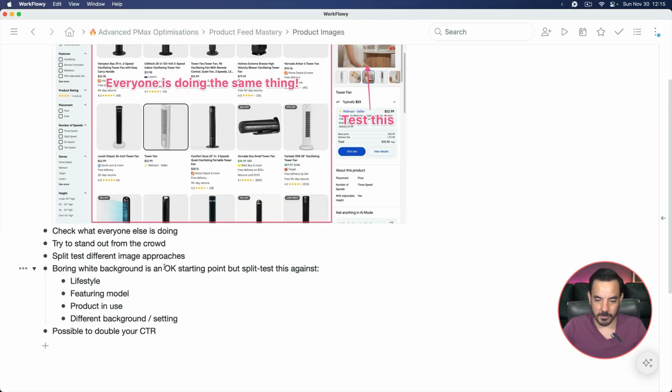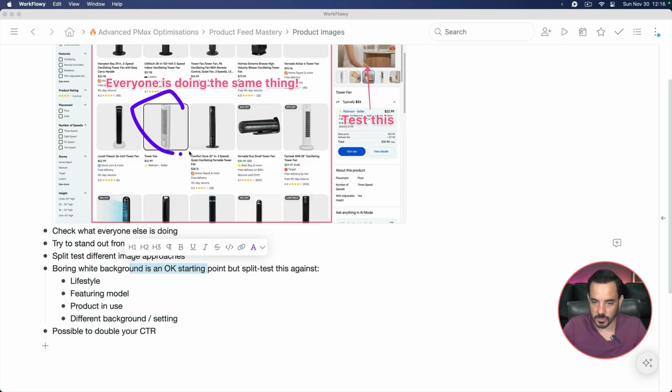Yeah, boring white background is an okay place to start your Performance Max testing and Google Ads campaigns. Something like this is an ideal starting point, right? But you want to then split test it against different types of images. For example, you might have lifestyle images, or you might have images featuring a model, or you might have images of the product in use, or you might have different backgrounds or settings. These are all things you can test.